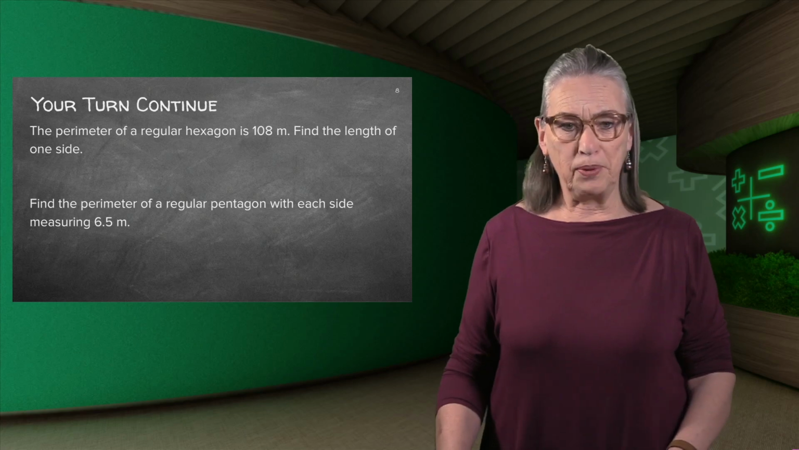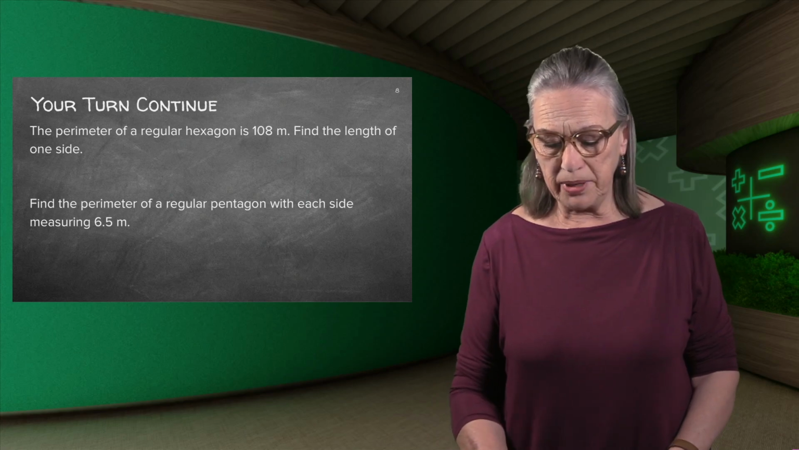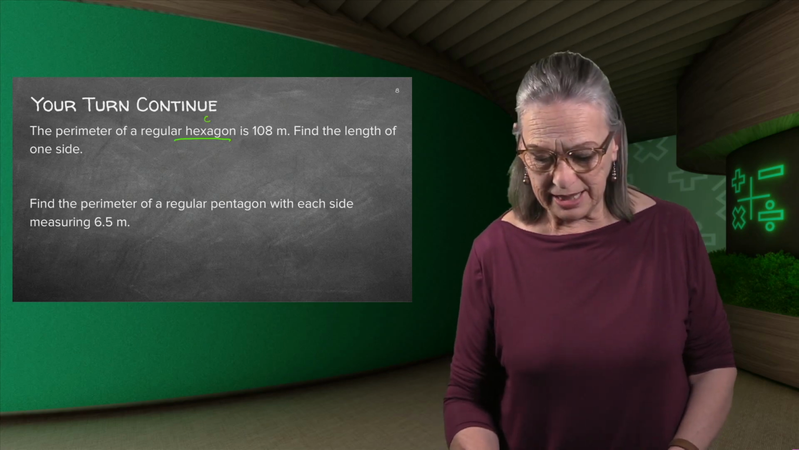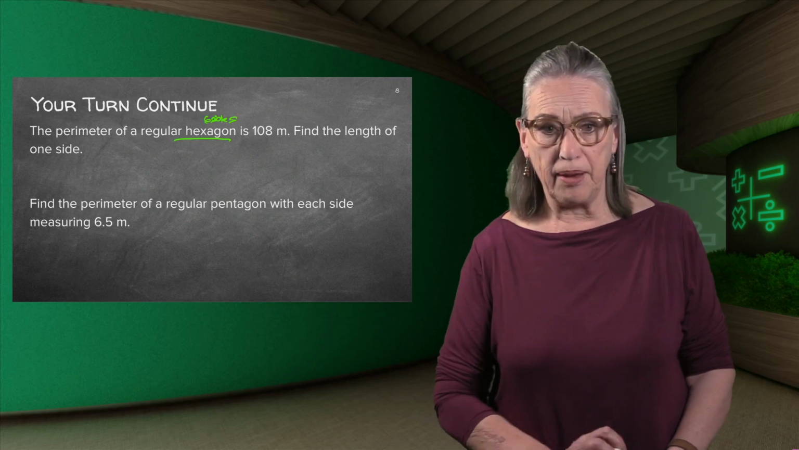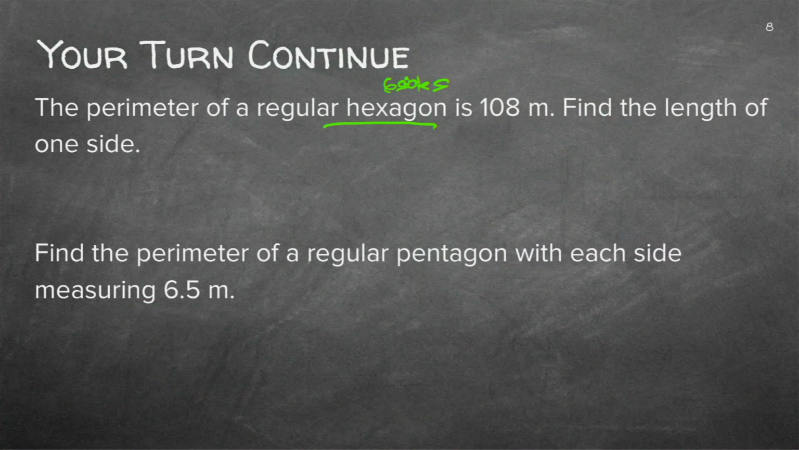Let's do another example. The perimeter of a regular hexagon. So you remember a hexagon? 6 sides, and they're all the same. So the regular hexagon is 108 meters. Find the length of one side. So all we're going to do is 108 divided by 6, and that is going to give us 18 meters. We must just make sure that we keep the unit the same.